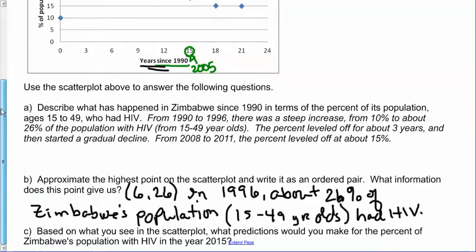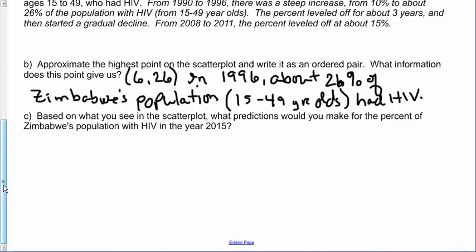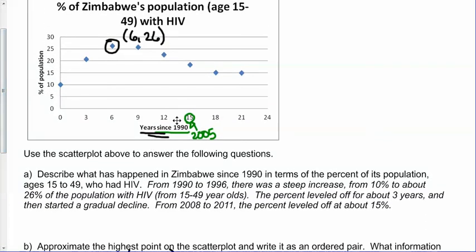The final question: based on what you see in the scatter plot, what predictions would you make for the percent of Zimbabwe's population with HIV in the year 2015? So we better start thinking about, well, in 2015, where is that going to be on my graph? So let's scroll back up here. 2015, how many years is that from 1990? Well, 2015 minus 1990, that would be 25 years. Okay, so it would be just past this point here, 24. Now notice at 24, there's no point there.